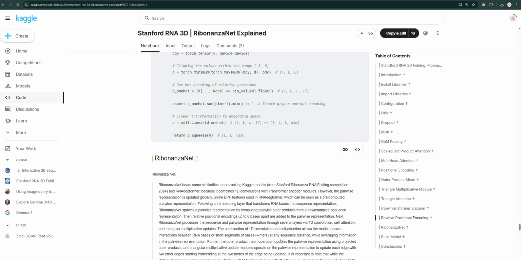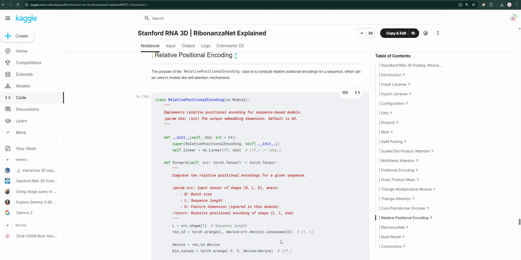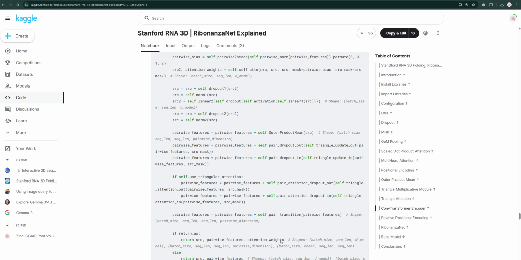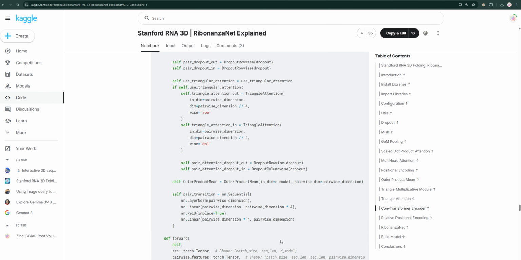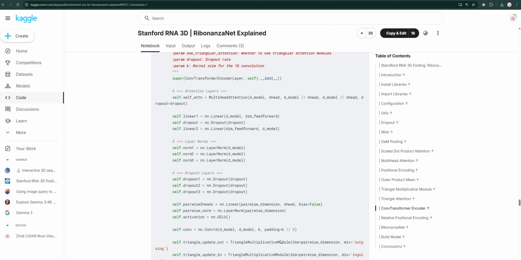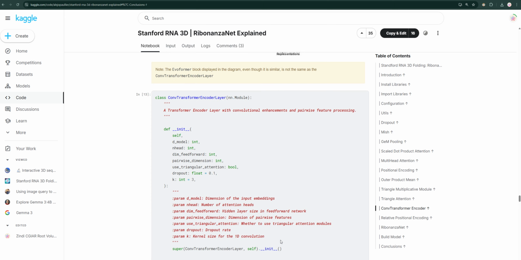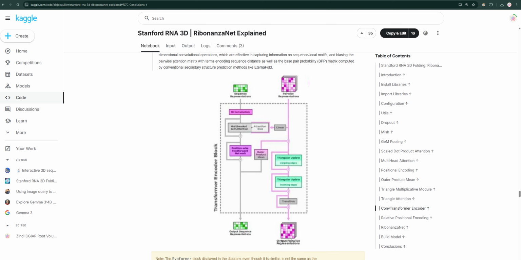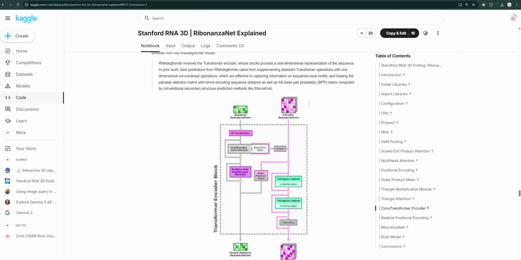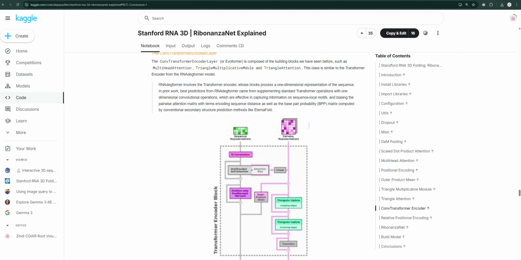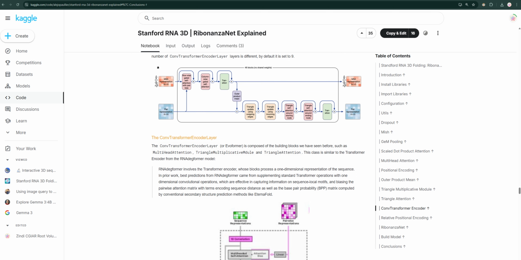The implications of this work extend far beyond the Kaggle competition. Accurate RNA structure prediction could accelerate drug discovery, improve our understanding of genetic diseases, and even help develop new RNA-based therapies like mRNA vaccines. If you're interested in exploring this further, the notebook provides detailed code implementations and references to papers for deeper study. And remember, the best way to truly understand these concepts is to experiment with the code yourself.